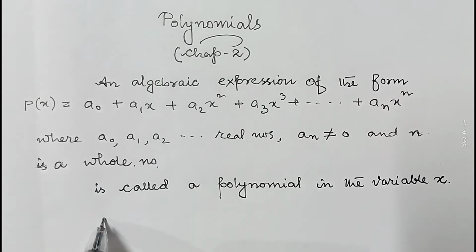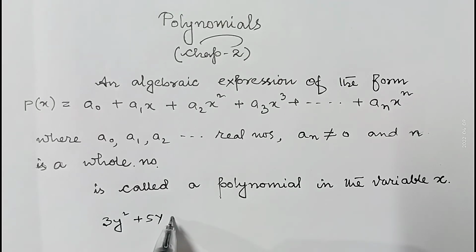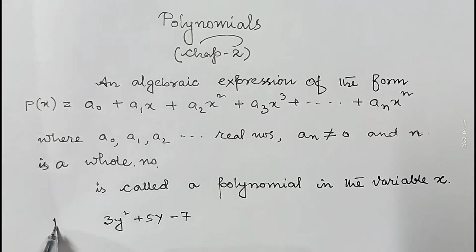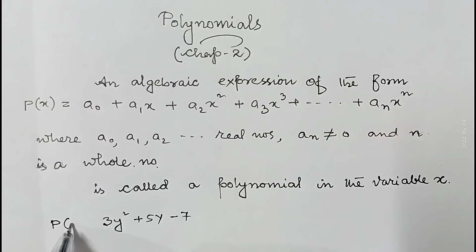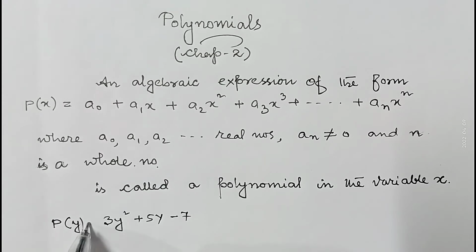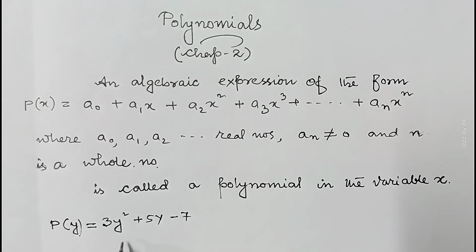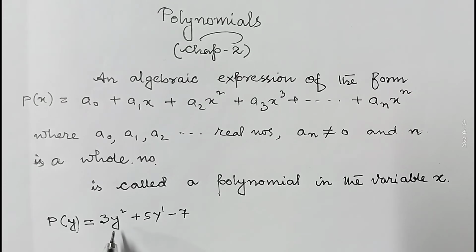Suppose if I write 3y square plus 5y minus 7, this is also a polynomial in y, so we can write, say p is the name of the polynomial and variable is y here, so p(y) equals 3y square plus 5y minus 7. Now this is a polynomial as power of y is 2 here and here power of y is 1. Both of them are whole numbers, that's why it's a polynomial.